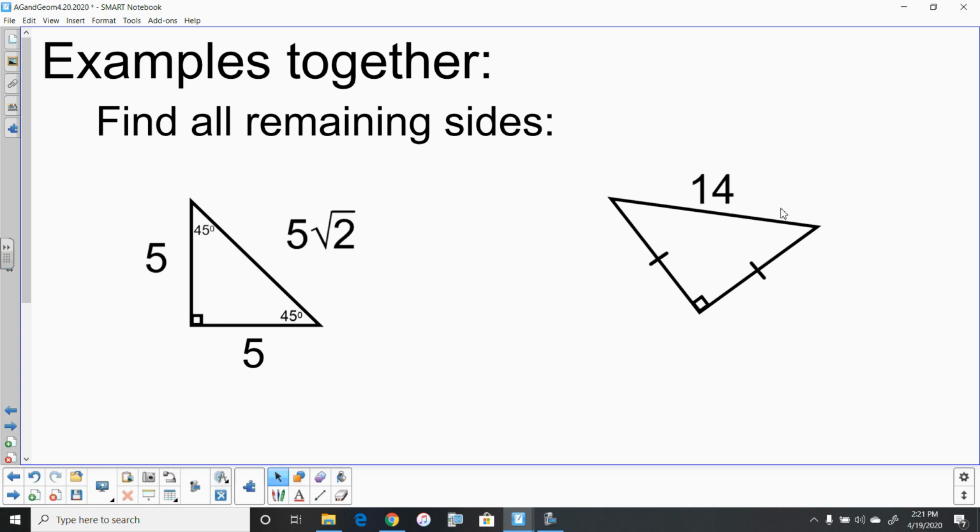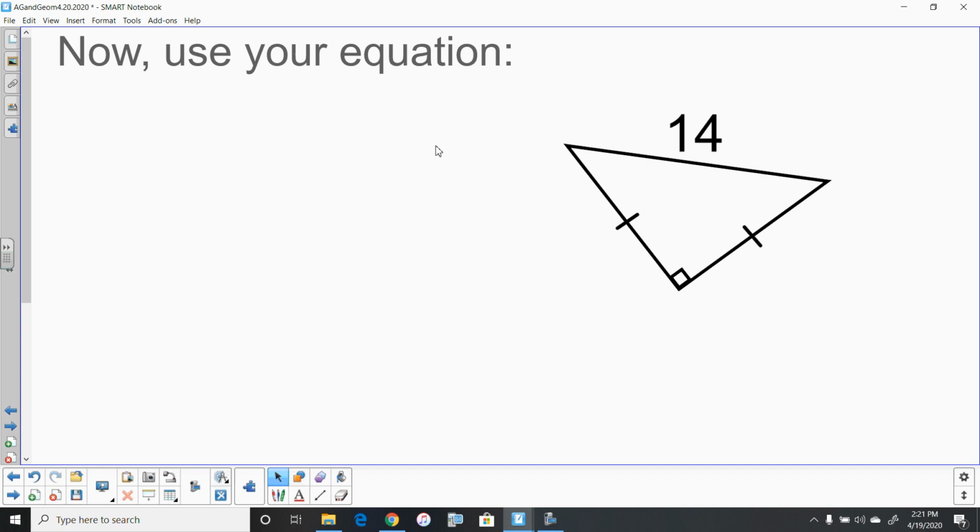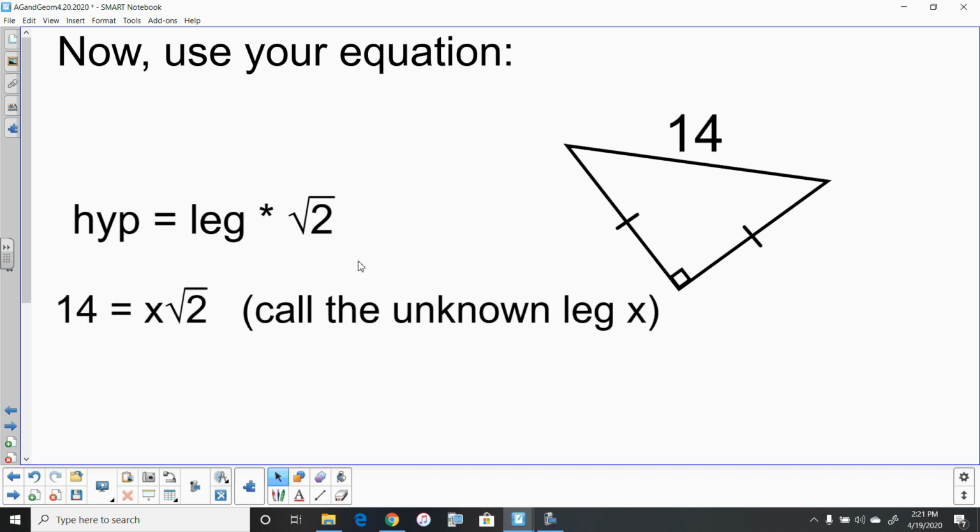In my example here, how do I know this is a 45-45-90? Well, we just see that these two sides are the same, and it is a right triangle. That means it also has to be 45, 45, 90. So in that case, let's use our equation. The only equation we have with 45-45-90 triangles is that the hypotenuse equals the leg times root 2. Let's plug in what we've got. And we can just call those legs x because we don't know them.